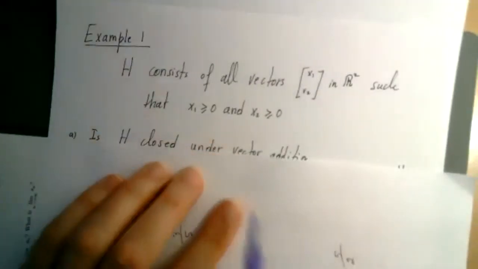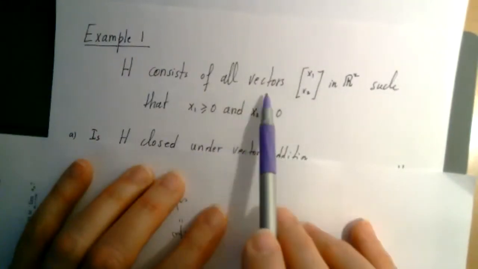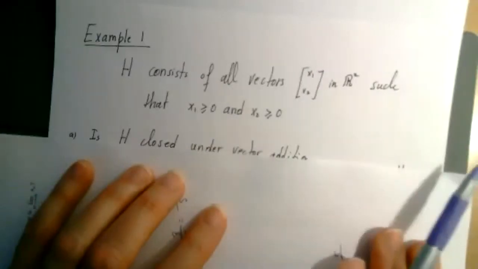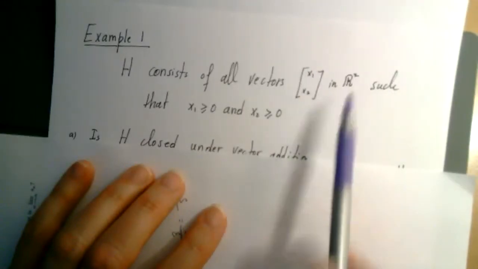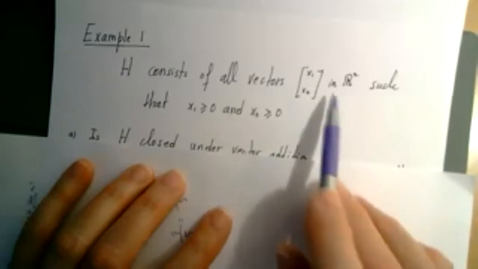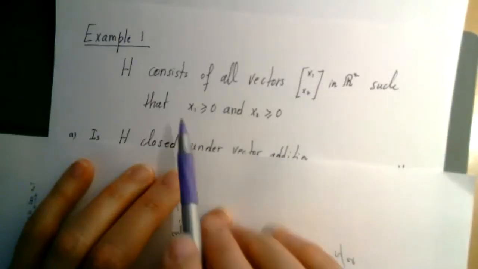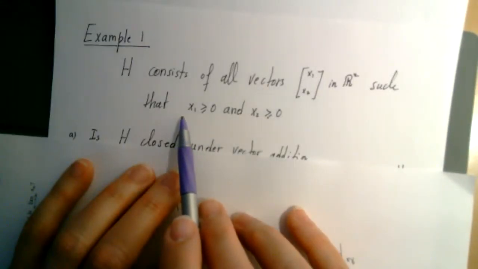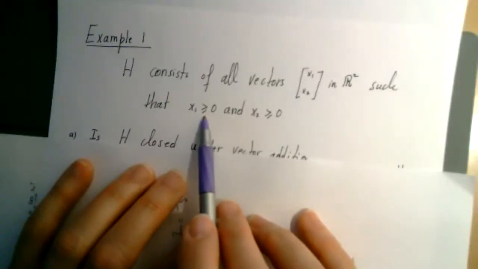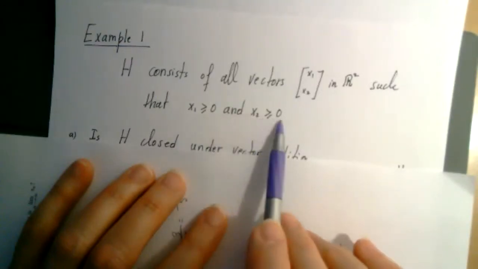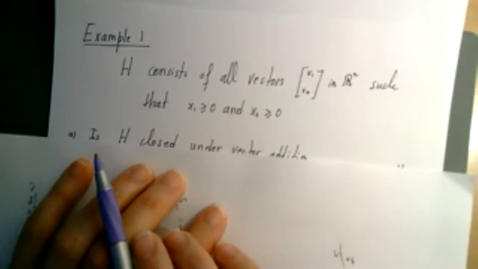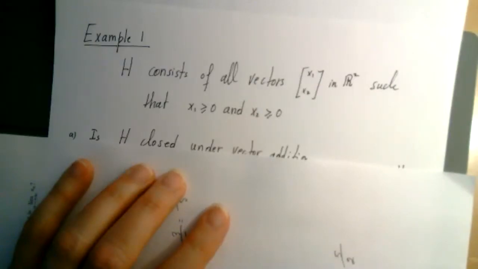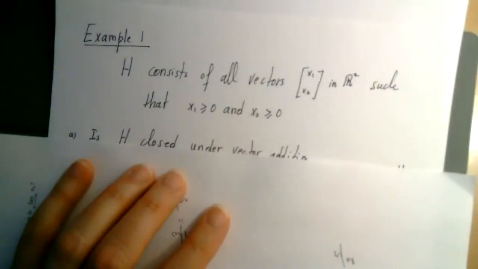So my first example is, suppose H consists of all vectors x1, x2 in R2. So my vectors are in R2 here because they have two components. And they satisfy the following properties. The first component is positive, and the second component is positive. And my question is, is this a subspace? It means, does it satisfy all the three conditions of a subspace?